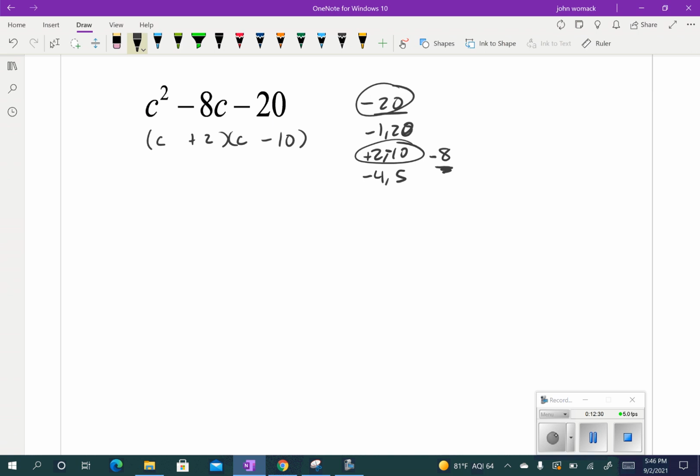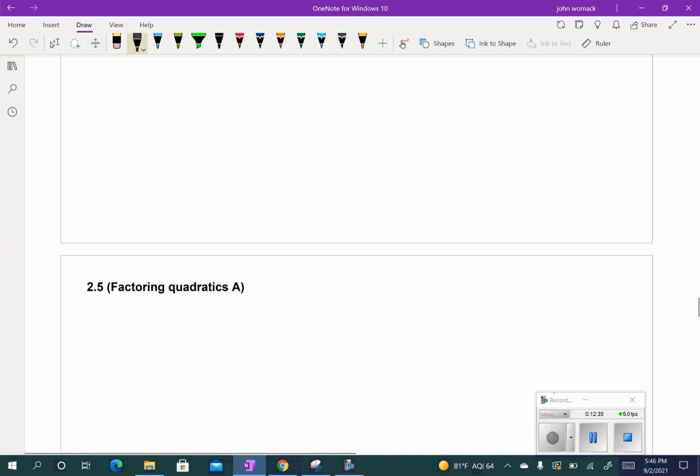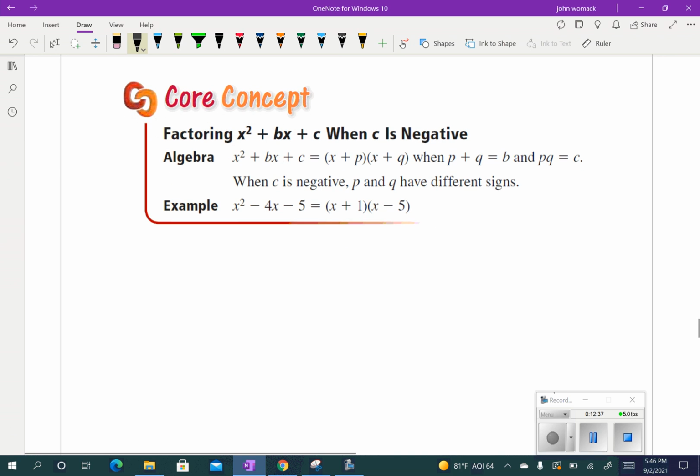And there's our factored form. So that's your next pattern. And I don't know that you need to write this down. I guess if you want to, you can. But here's kind of the summary.